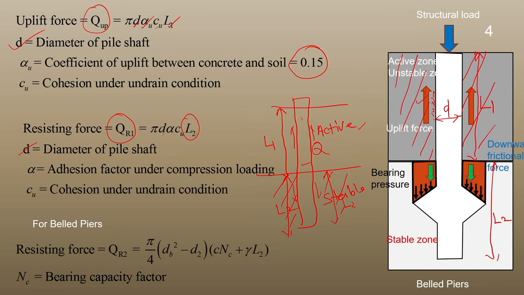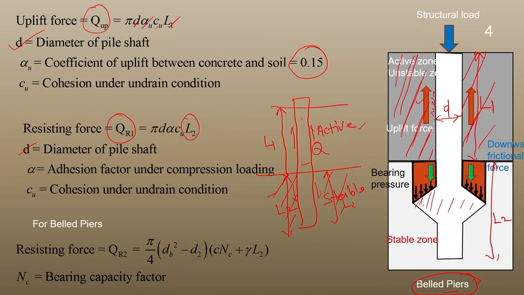But in many cases, for an expansive soil, we need to use belled piles or bulb piles. In belled piles, we provide bells like this one. You can have one bell or two bells depending on the soil and also depending on the design load. In this case, we are providing a single bell to this belled pile. Now, the uplift force again comes from the uplifting force caused by the swelling of the soil in this zone. That will be QUP equal to pi d alpha u Cu into L1.